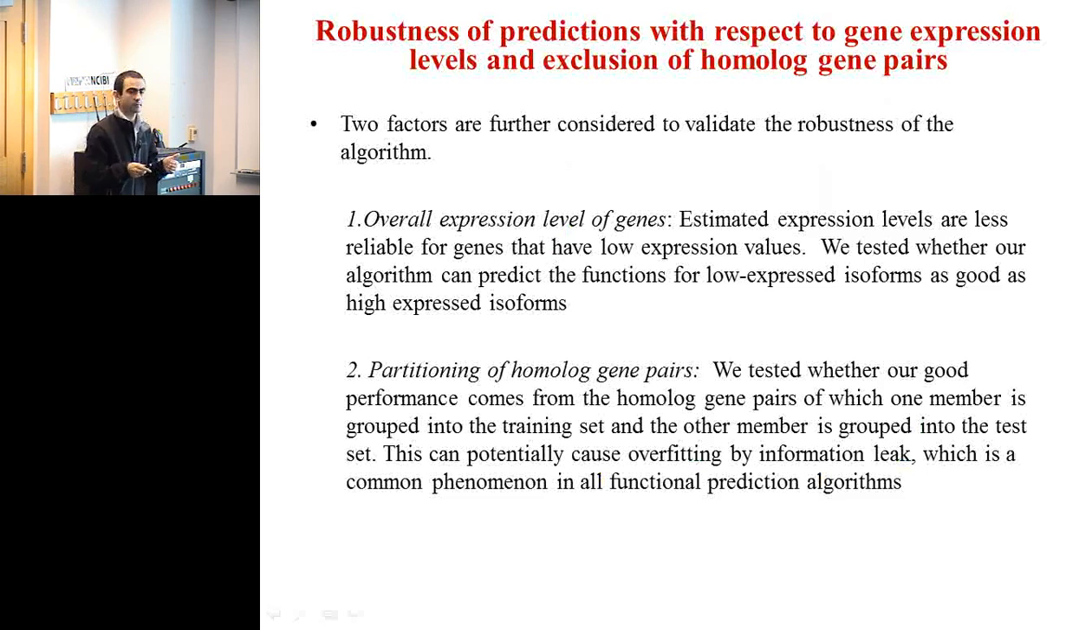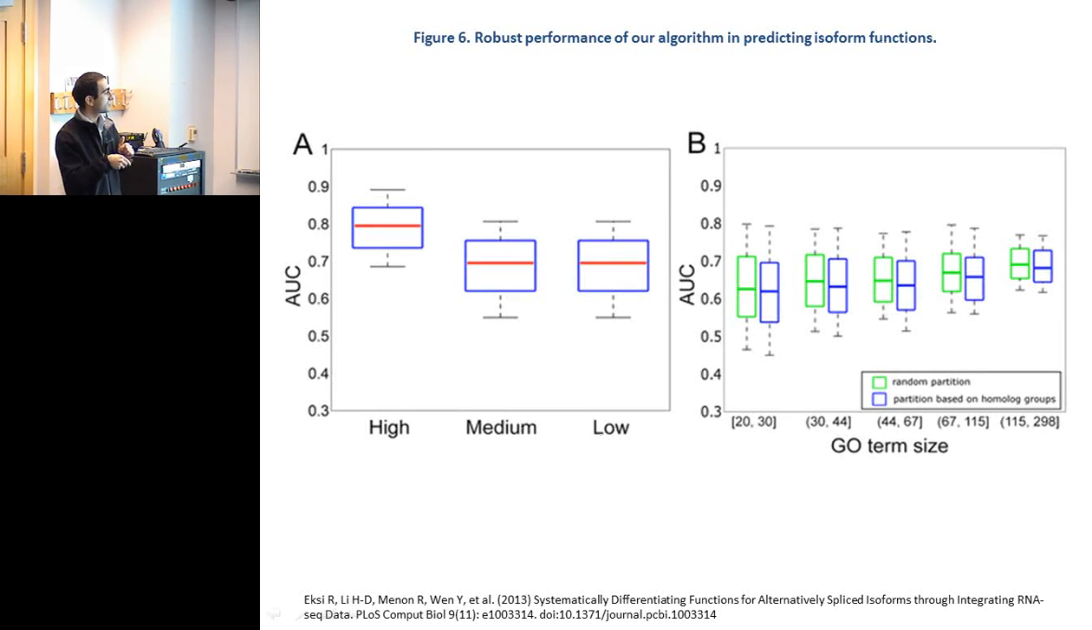First, we compared the estimates of performance of the algorithm on the genes that are highly expressed versus on the genes that are lowly expressed, because we know that the abundance levels estimated from RNA-seq experiments will be less reliable for lowly expressed genes. So we divided the genes into three groups based on their expression: high, medium, and low expression groups. We showed that, although the high expression group performs better, there is no big difference between them. So the algorithm is robust to gene expression value.